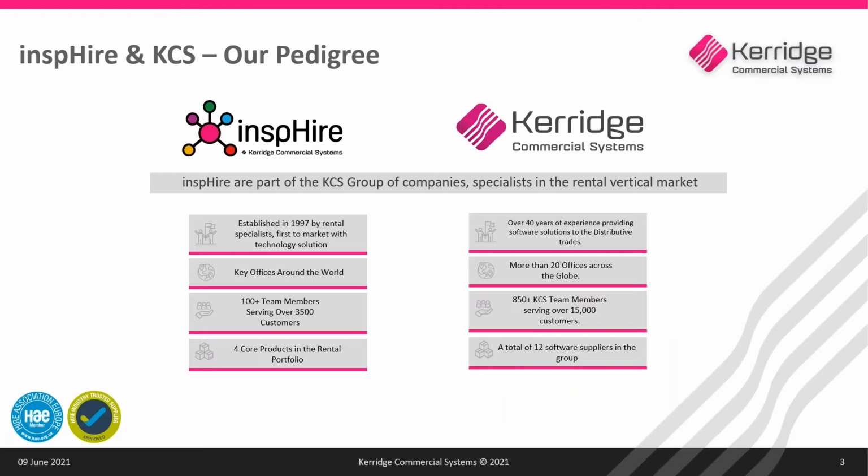inspHire are part of the Kerridge Commercial Systems Group, and we've been providing the rental market a solution since 1997. We've got over 100 employees working in our offices based in the Netherlands, South Africa, Australia, and our headquarters in Nottingham as well. From these offices, we support over 3,500 customers who use one of our 4 core rental products.